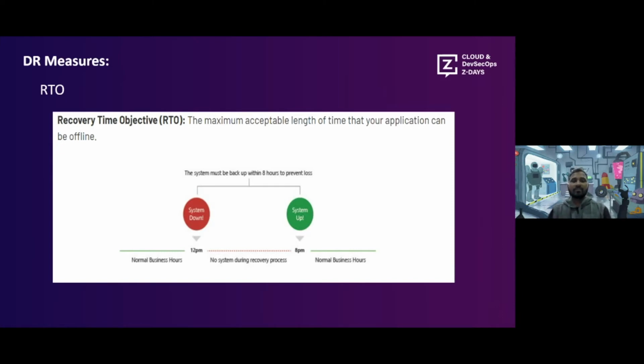Suppose at this moment your application is down, and after an hour you are able to manage and bring up your system. That 1 hour is called the recovery time objective. It should be constant, predictable, and have business continuity plans revolving around it. Based on that we have to take the decisions.